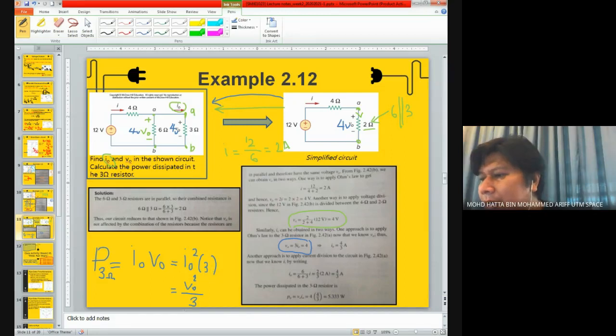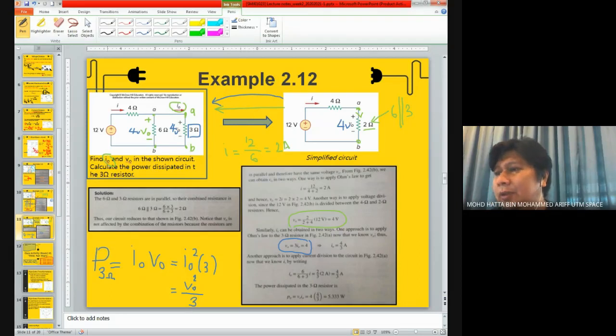If you look at these two options that I wrote just now, if you try to use I squared R, make sure the current is the current flowing through this 3-ohm resistor, because we try to find the power at this element. And if you try to use the formula V squared over R, make sure you use the voltage across this 3-ohm resistor, square it and divide it by the value of the 3-ohm resistor, 3 ohms.